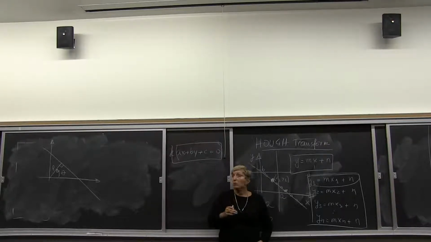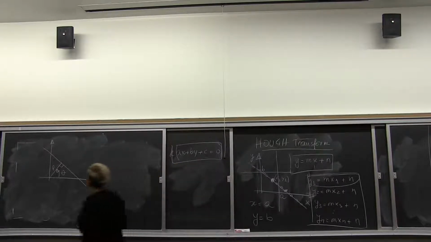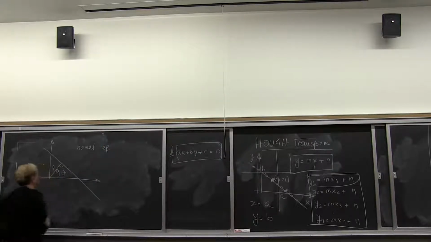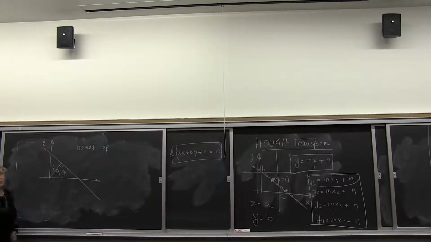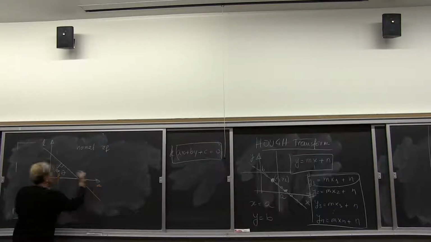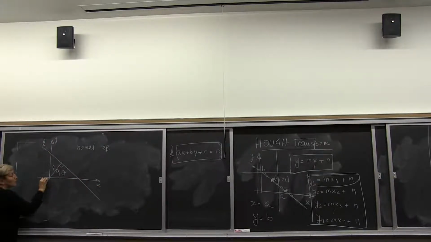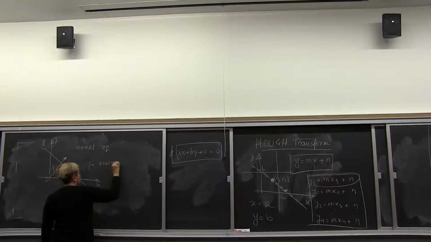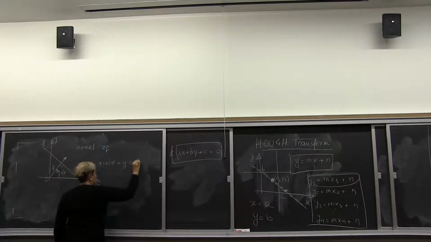Okay? And one way to do that is by using the normal equation of the line, where if this is the line I want to represent, what I'm going to consider is the normal from the origin to the line. Okay? I'm going to measure how far that is. I'm going to call that rho. And the orientation of the normal, I'm going to call that theta. Okay? And I'm going to write the equation of the line as rho is equal to x cosine theta plus y sine theta.